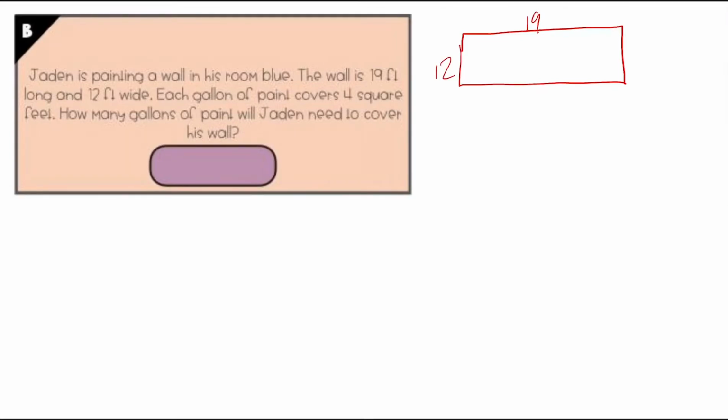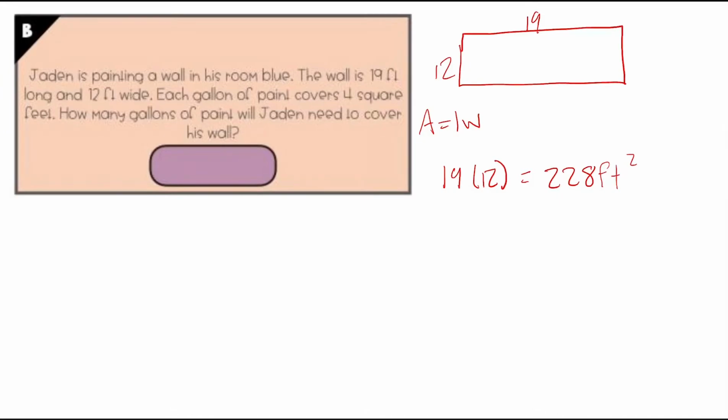So now I'm looking this time for area still, but I'm looking for the area of the rectangle. So I'm looking at the length times the width. So I'm going to be doing 19 times 12 this time to find my area. And that's going to give me 228. So 228 feet squared is the area of this wall.